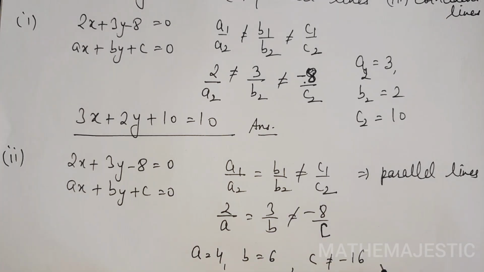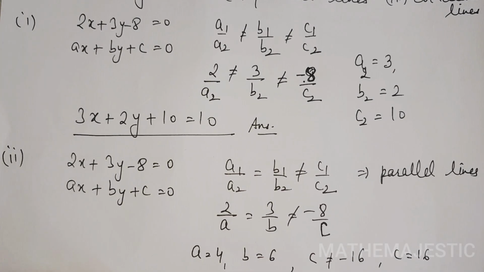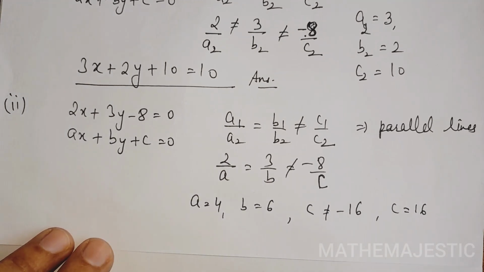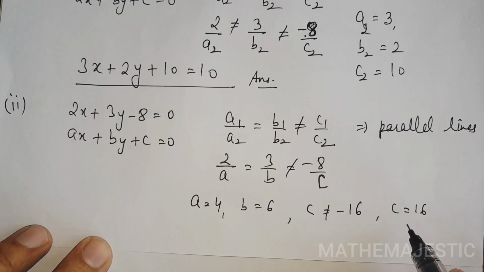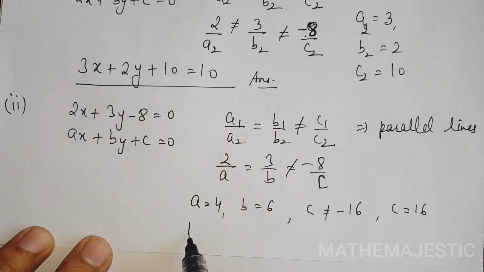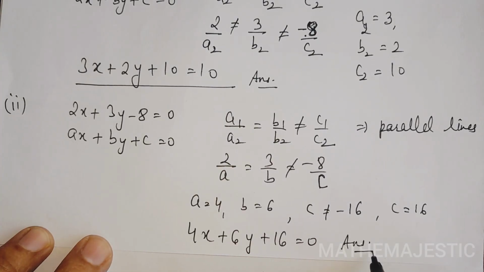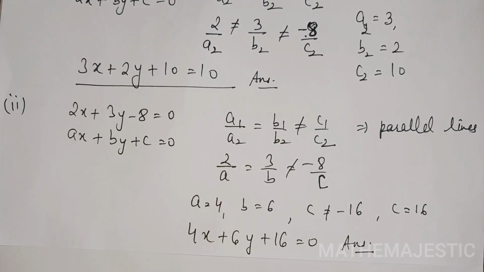So let's take C not -16, let's take 16, or you can even take 1 also. I will say 1, 2, any number. Apart from -16 you can take any one of the infinite numbers. So A4, B6, C16 if we are taking, then our equation will become 4x plus 6y plus 16 equal to 0. This is our required answer. Again I am repeating, there may be infinite solutions, so your answer may vary from my answer.